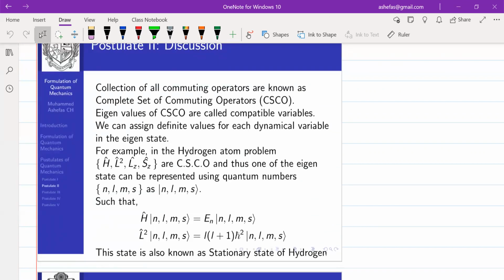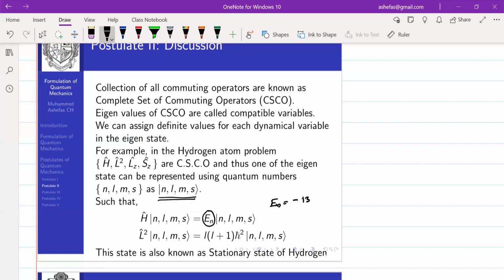In the hydrogen atom problem, the Hamiltonian, the square of angular momentum, the z component of angular momentum, and the z component of spin are all commuting operators. So these are the complete set of commuting operators, and the corresponding eigenvalues are energy, angular momentum, the z component of angular momentum, and the z component of spin angular momentum. It can be represented in terms of the quantum numbers: the principal quantum number, the angular momentum quantum number, the azimuthal quantum number, and the spin quantum number, n, l, m, s. Therefore, your eigenvector I can represent as ket n, l, m, s. The Hamiltonian acting on ket n, l, m, s would give E_n times ket n, l, m, s.